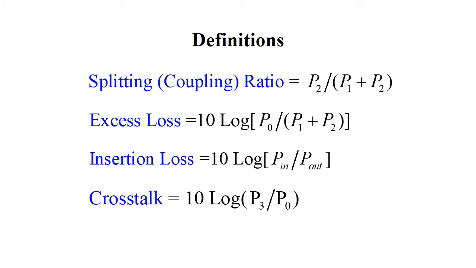Insertion loss is generally referred to as the loss for a particular port to port path from the input to the output side. The insertion loss for the path from input port I to output port J can be expressed as 10 log base 10 of P in by P out. The last one is crosstalk. Crosstalk is a measure of the degree of isolation between the input at one port and the optical power reflected back into the other input port. That is 10 log base 10 of P3 by P0.